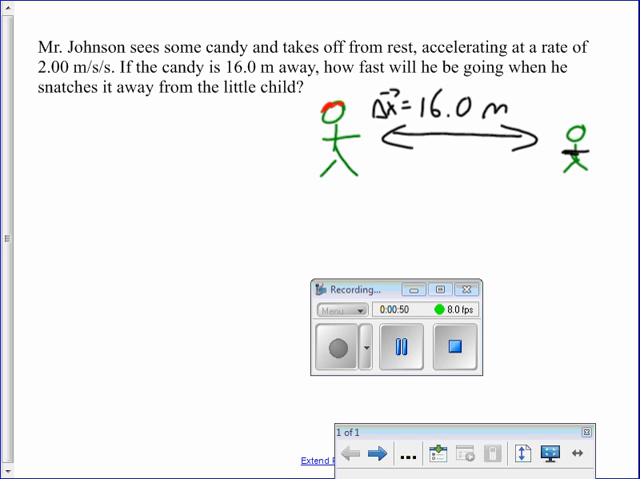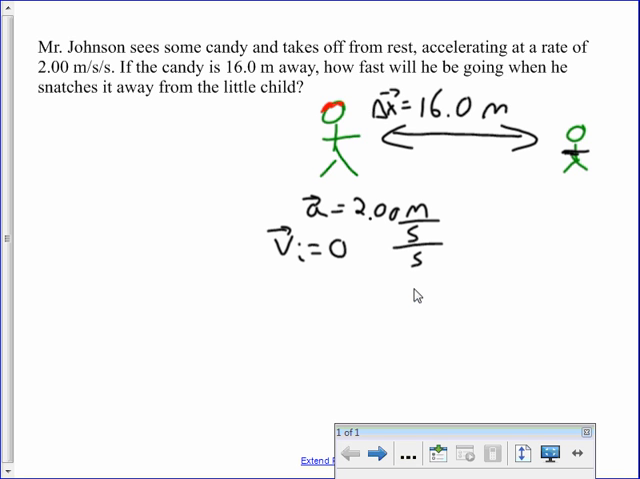And we know that my acceleration is going to be equal to 2.00 meters per second squared. And it says that it's going from rest, so my initial velocity is going to be equal to 0 as well. Now, my question's asking me to determine how fast I will be going. Notice how it has nothing about time, and so I need my time-independent equation.